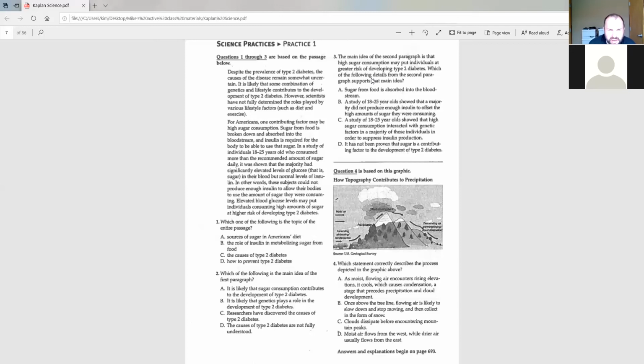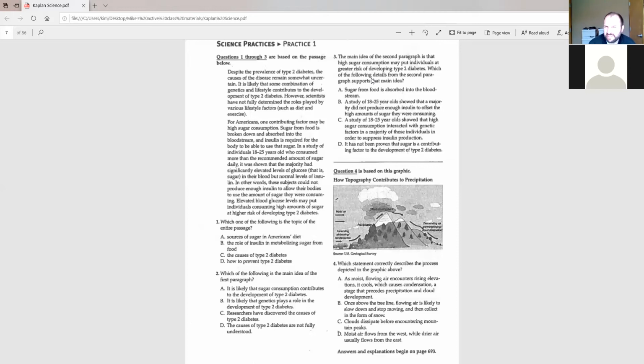Well, I would say that if I had to pick one that feels especially wrong, I'd pick A. It is likely that sugar consumption contributes to the development of diabetes. Talk about sugar and sugar as it relates to diabetes doesn't show up in paragraph 1, it shows up in paragraph 2. So for that reason, I'd throw out A. Let's see. The other one I'd throw out would be C. Researchers have discovered the causes of type 2 diabetes.